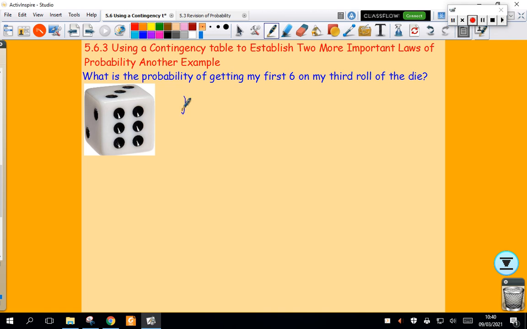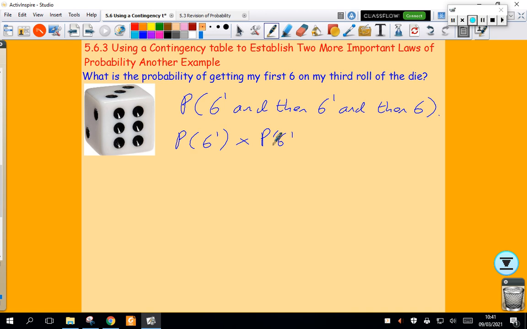So it's the probability of getting a non-6, and then another non-6, and then a 6. And my multiplication rule will say, well, that's the probability of getting a non-6 times the probability of getting a non-6, given that we've gotten a non-6 already, times the probability of getting a 6, given that at this stage we've got 2 non-6s.